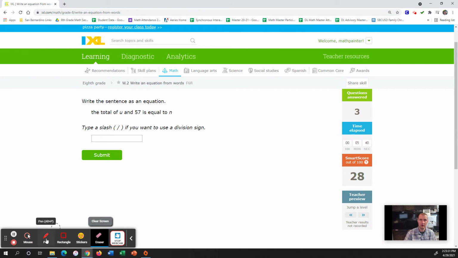All right, write the sentence as an equation. The total of U, okay, total means add, by the way. So we're going to use add. The total of U and 57. And because we're adding U and 57, the word and in this case means add. So U plus 57 is equal to N. That came out really nice, actually. So U plus 57 equals N. Done. So here we go. U plus 57 equals N.